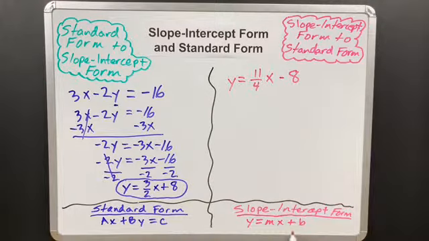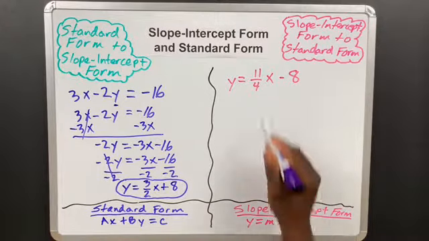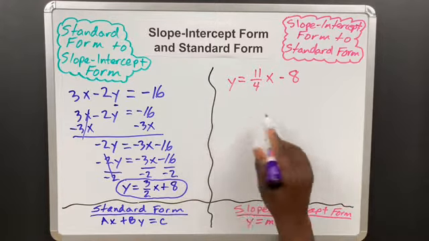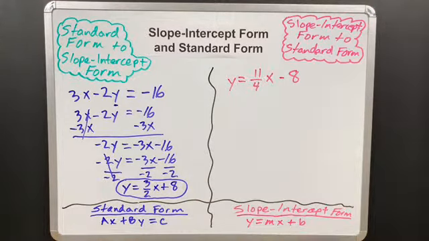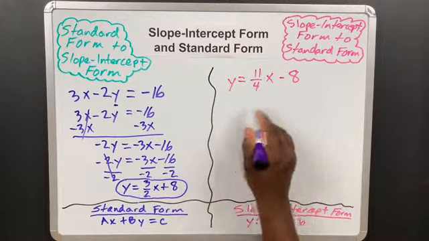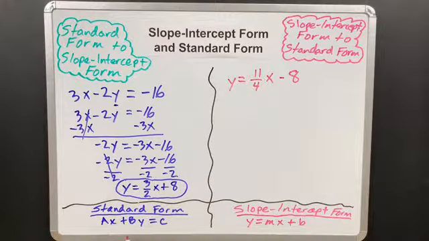Now notice it says plus b, but this can also be written as y equals 11 over 4 times x plus -8. So in that case, the y-intercept is -8. Now, what we need to do is convert this equation such that we have x and y both on the same side of the equation, and then the constant c on the other side of the equation.